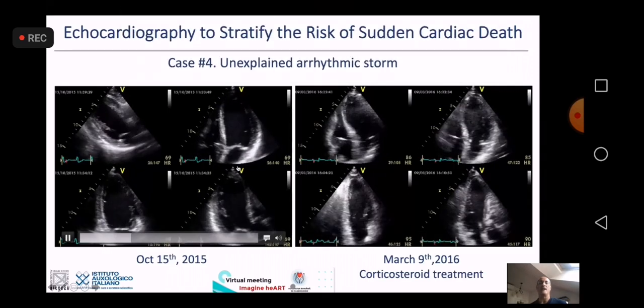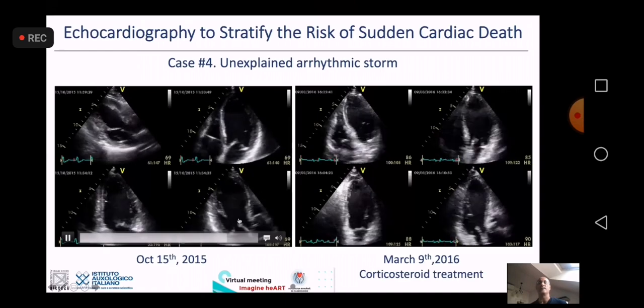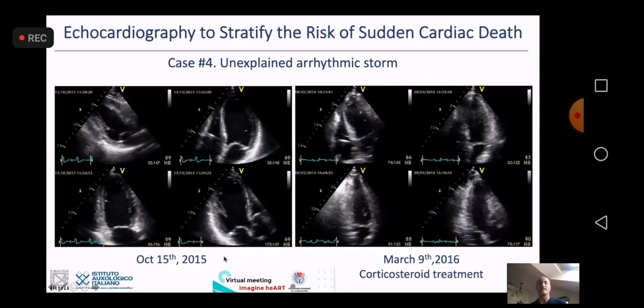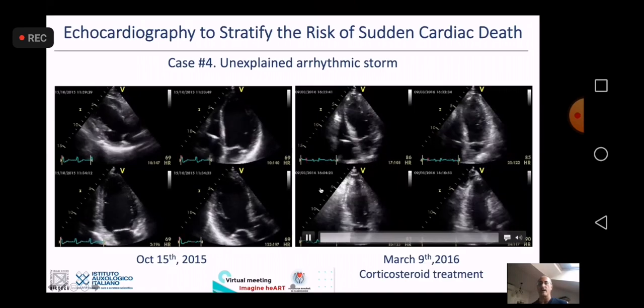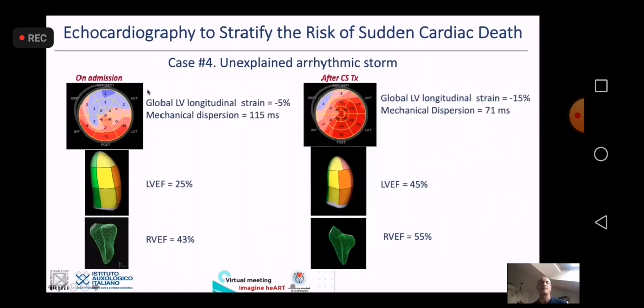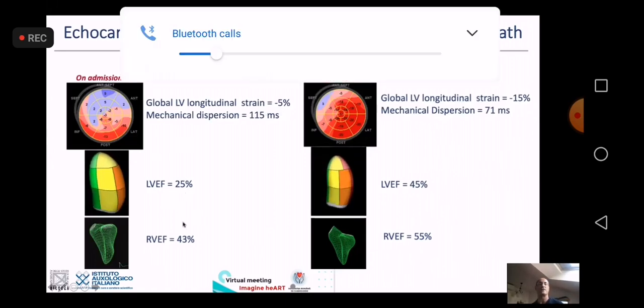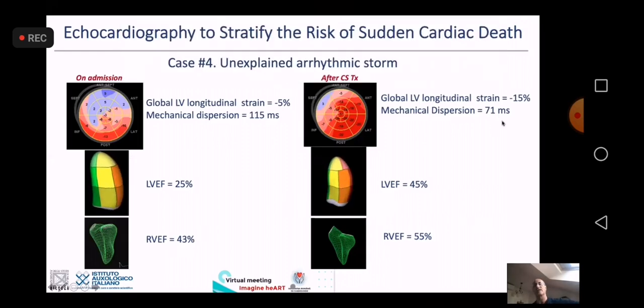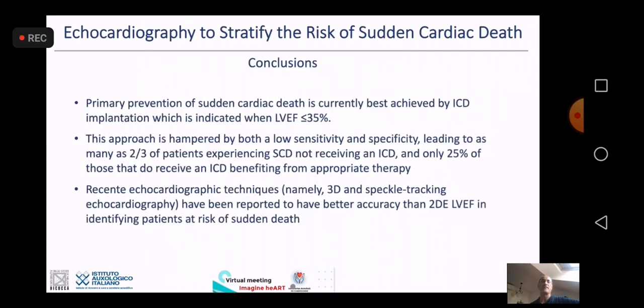And these are the two echoes performed in the same patient 6 months apart, showing a stunning recovery. It is a summary: on admission, global strain -5, LV function 25; after corticosteroid therapy, the strain increased to -15, mechanical dispersion almost halved, and ejection fraction was just mildly reduced.